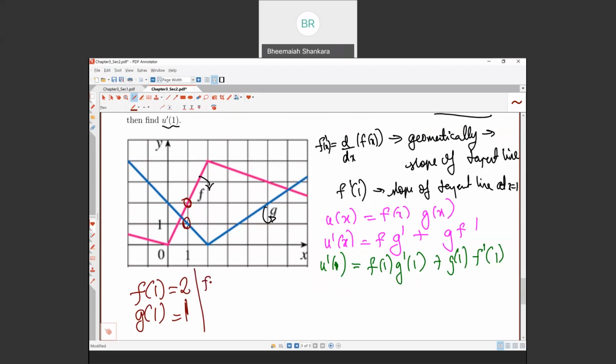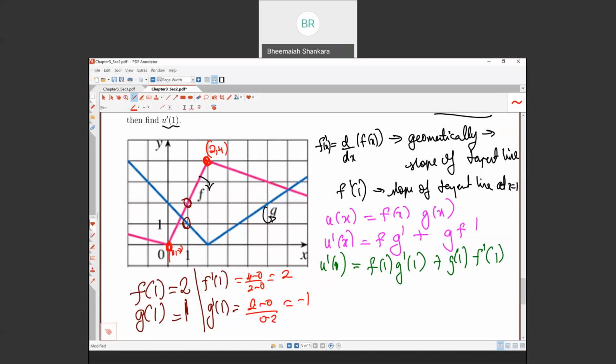Similarly, find f prime at 1 and g prime at 1. So for f prime at 1, you want to look at two coordinates. One is 0, 0, the origin, and the other one is 2 and 4, the other edge of the line f. Having known the endpoints, we can calculate the slope, which is the rise over run formula. Subtract the y coordinates, subtract the x coordinates, and all you have is 2. Similarly, find g prime 1. 2 minus 0 divided by 0 minus 2, which is negative 1.